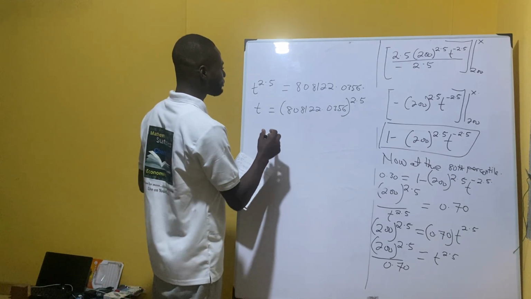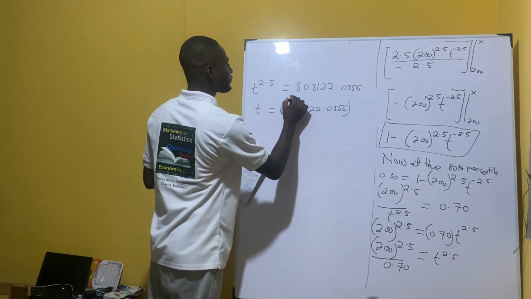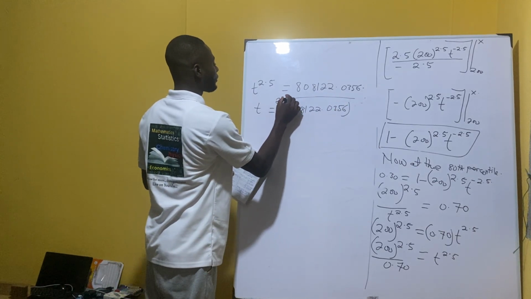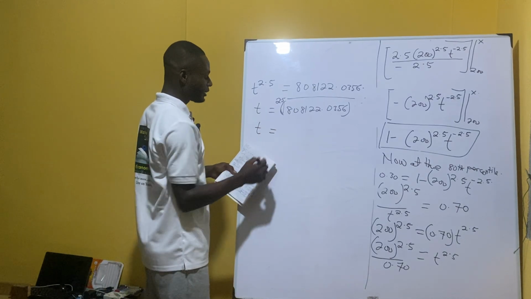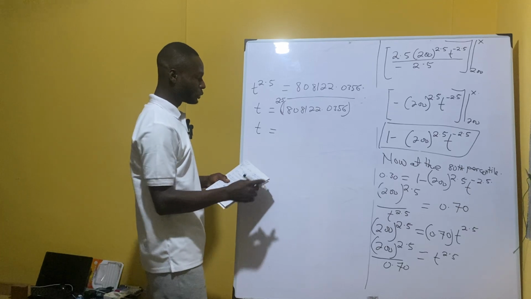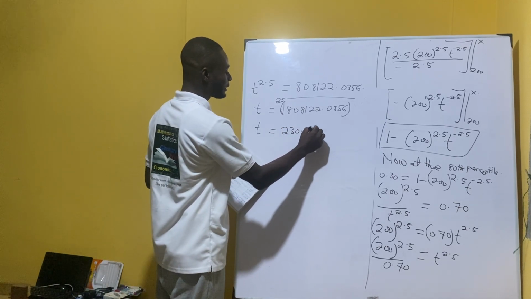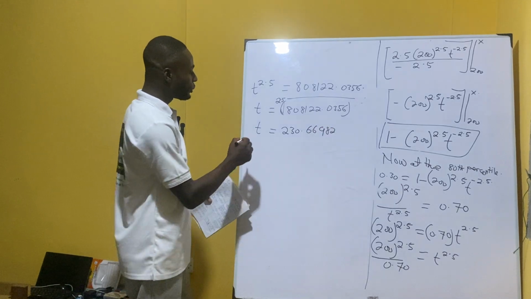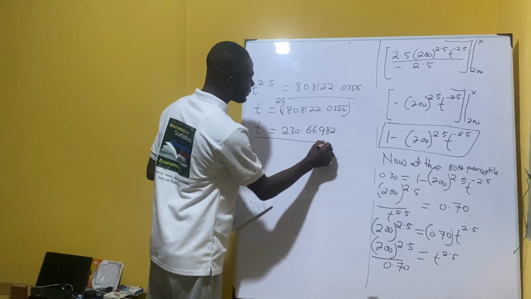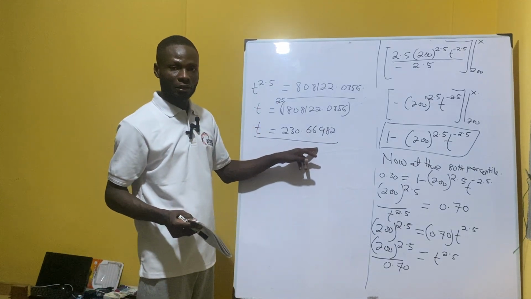so from here, we have t equal to 230.66982. So we know that at the 30th percentile, this is the value for the probability density function.